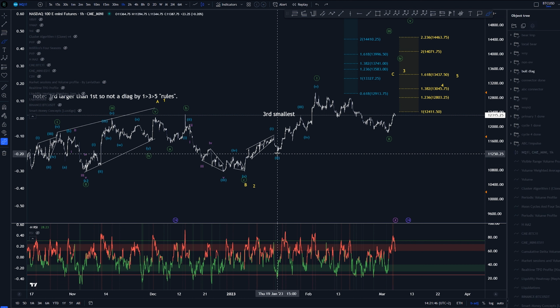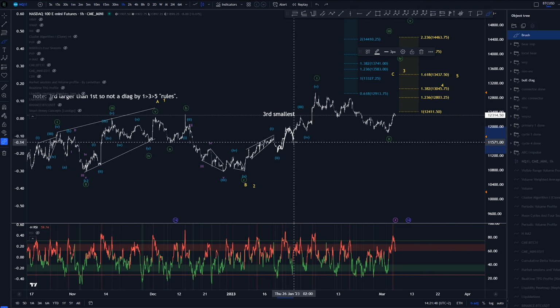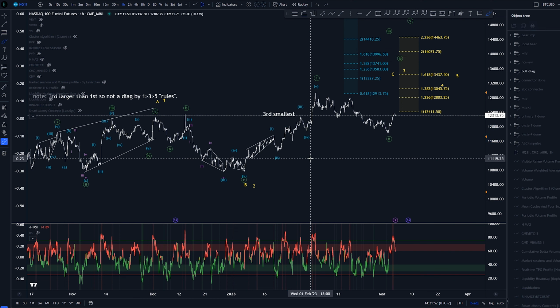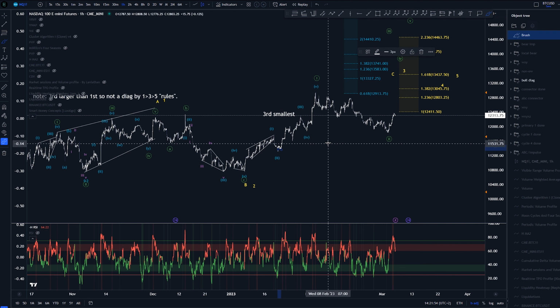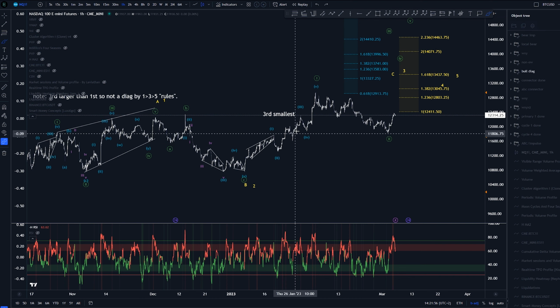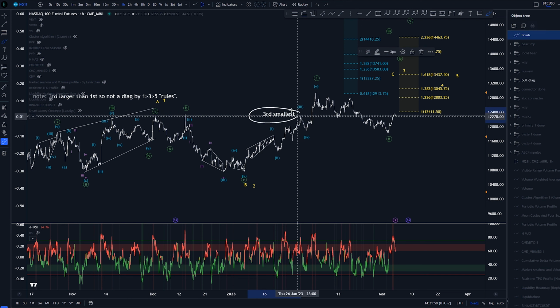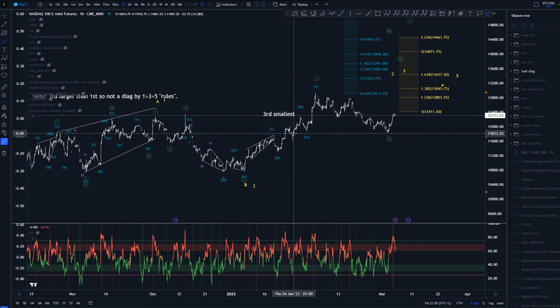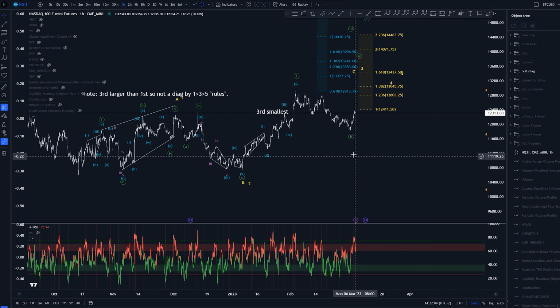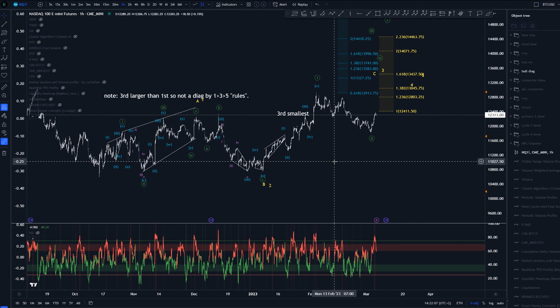The only way I could have tried to label this is 1, 2, 3, 4, and 5, where wave 4 is very deep, and wave 1 is very insignificant in comparison to the next structures over here, and also wave 3 at this point would be the smallest, which is again an invalidation of the counts. So that's why I don't like the bullish counts at all.